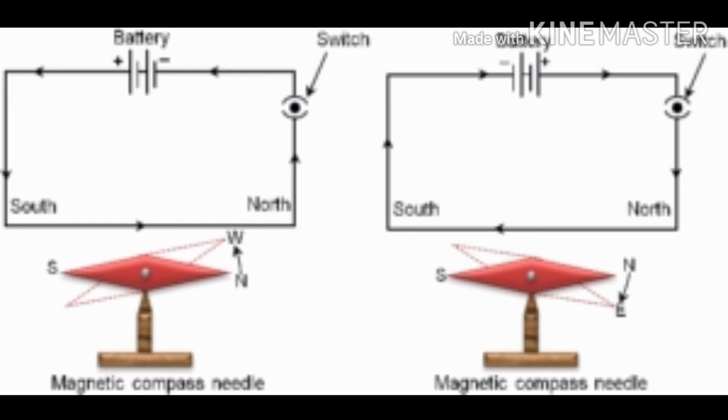Like here, you can see there is a conductor, there is a circuit, and below that there is a magnetic compass kept. So the needle started deflecting. The key was on, current started passing, so automatically the needle started to move, in both ways. In the first case, on the left hand side, you will see the current is moving anti-clockwise, and in the right side figure you can see the current is moving clockwise. So based on the direction of the current, the needle was moving in that particular direction.